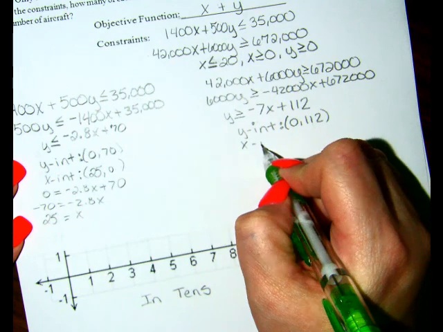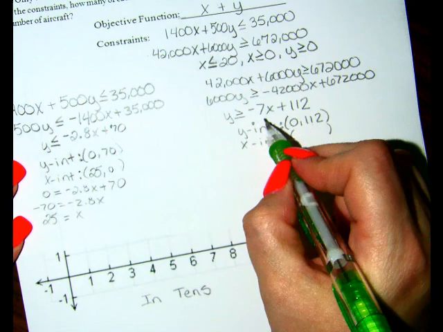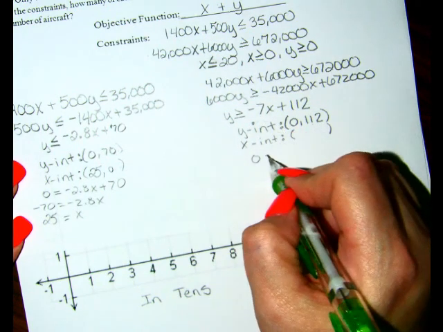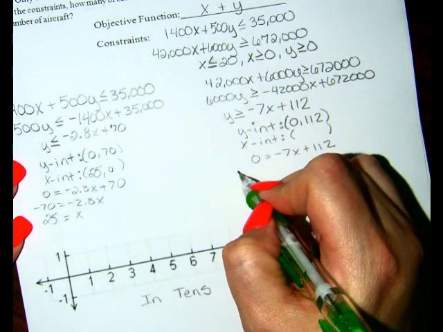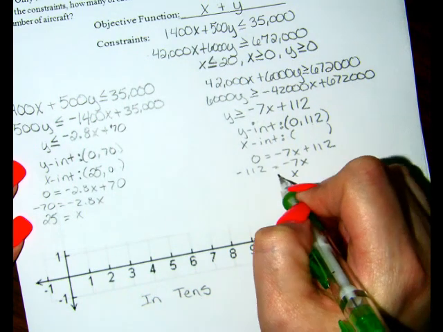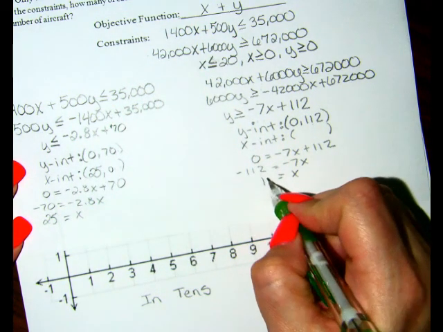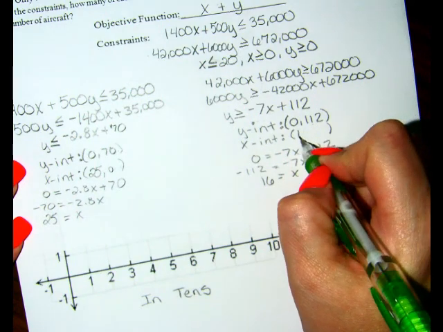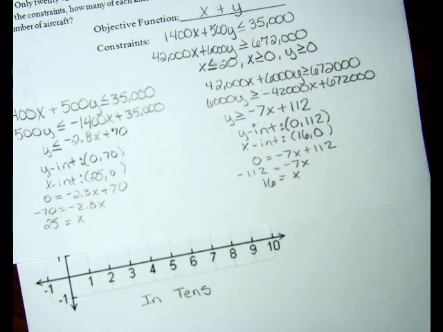Now I need to do the same thing over here. So I need to find my x-intercept for my other constraint. So 0 equals negative 7x plus 112. So negative 112 equals negative 7x. So x ends up being 16. So my other equation has an x-intercept of 16. Now I'm ready to start graphing.